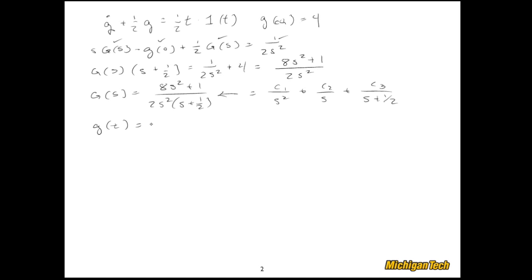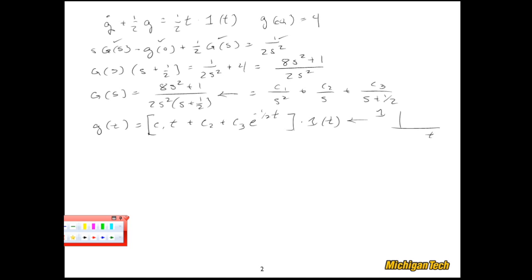I know that g of t is going to look like c1 ramp plus c2 plus c3 e to the negative 1/2 t, and I'll multiply the whole thing by a step. I'm using this capital 1 looking function to be the unit step. Just to define that properly, at time equals 0, it jumps up to 1. Some people use h or u. I'm just using this function.